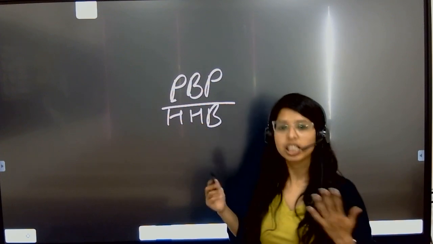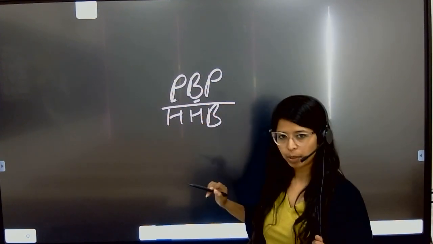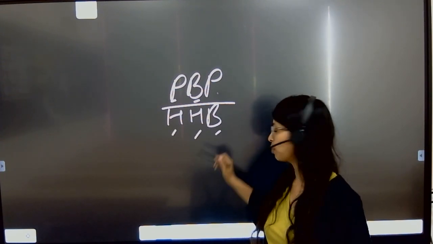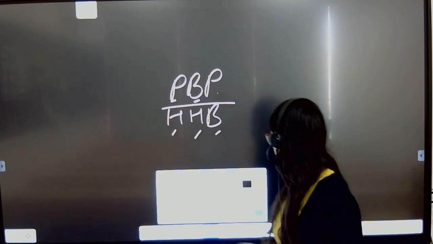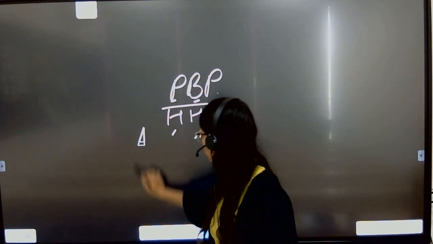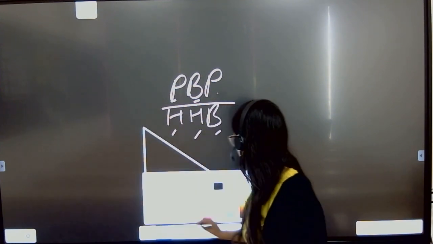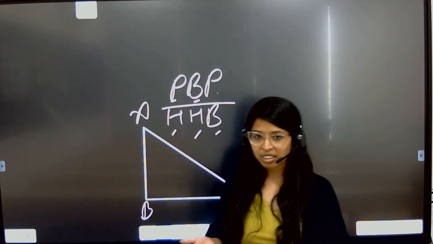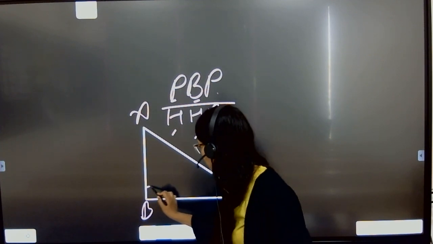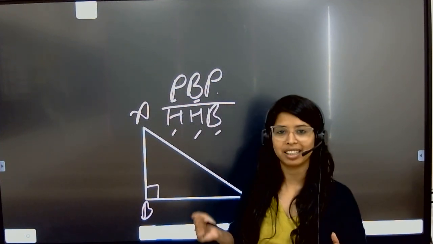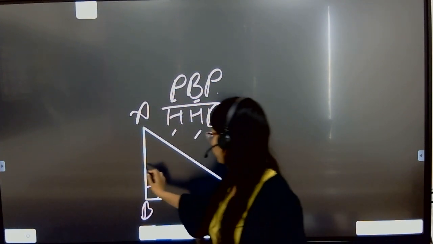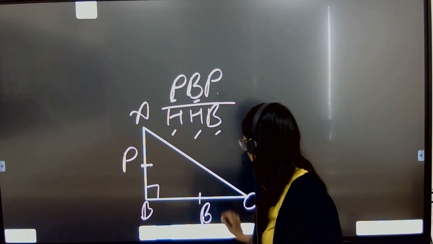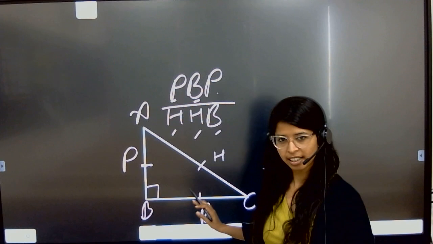P is for perpendicular, B is for base, P is again for perpendicular, H is hypotenuse and B is base. First of all, you will consider one right triangle. Let's suppose I have a right triangle here, ABC. I think you all know what a right triangle is. It means a triangle in which one of the angles is 90 degrees, right? So in this, we all know this one is our perpendicular, this one is our base, and this one is our hypotenuse. Clear?